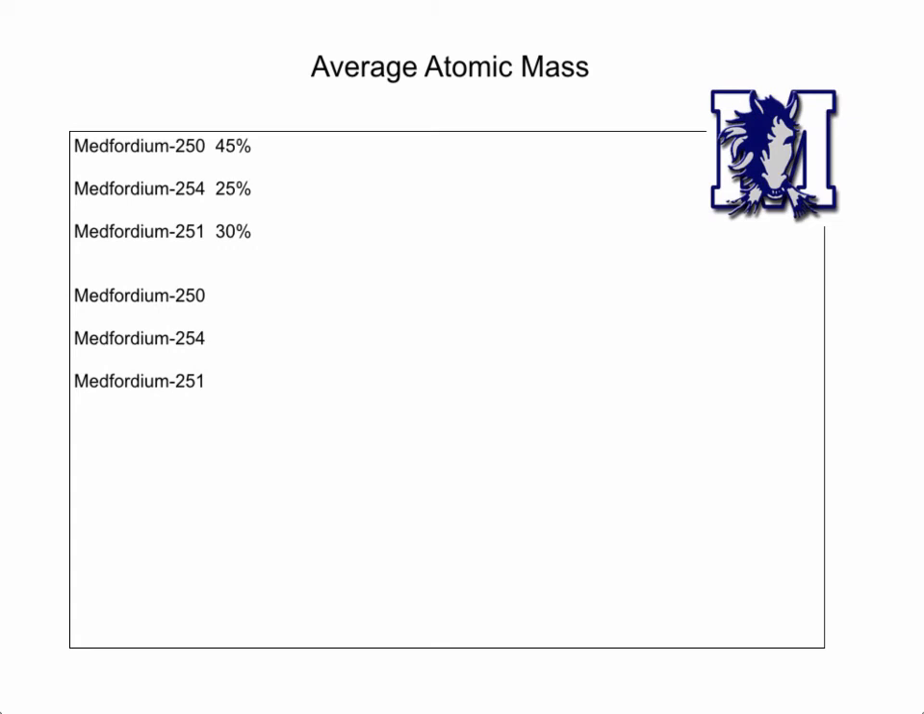So the first thing I do is convert the percent to a decimal. So 45% is the same as 0.45 as a decimal. I then multiply that percent by the mass number. So the isotope that has a 45% abundance has a mass number of 250. When I do this math out, I get an answer of 112.5.